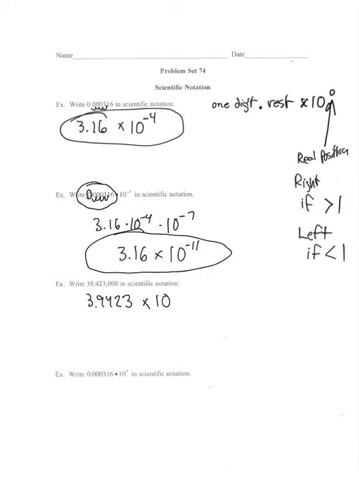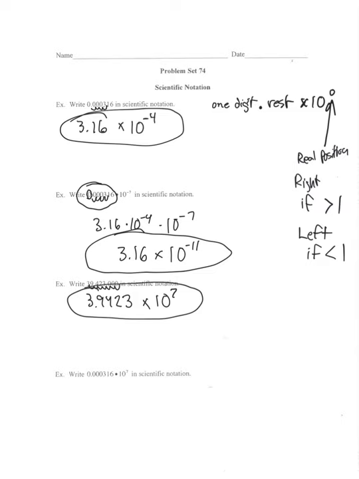Well, this time we're dealing with a larger number, which means that we really need to send that decimal point to the right, which means multiplying by a power of 10 that has a positive integer in it. And how many places did we have to move it? Well, I always put my digit here, and I say, okay, 1, 2, 3, 4, 5, 6, 7. So that means it would be 10 to the 7th. And by the way, if you plug this into a calculator, 3.9423 times 10 to the 7th, you should end up with 39,423,000. So you can check that as you go through these.